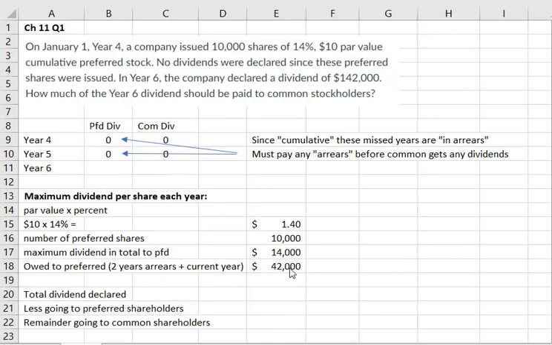So 42,000 of what was declared, if it was over 42,000. If it was under 42,000, it'd just all go to preferred and you'd still have a little bit in arrears, whatever the shortfall from 42 was. Here we declared 142, so the total declaration was 142. And 42,000 of that's going to preferred, so that leaves the remainder, the 100,000, going to common shareholders.